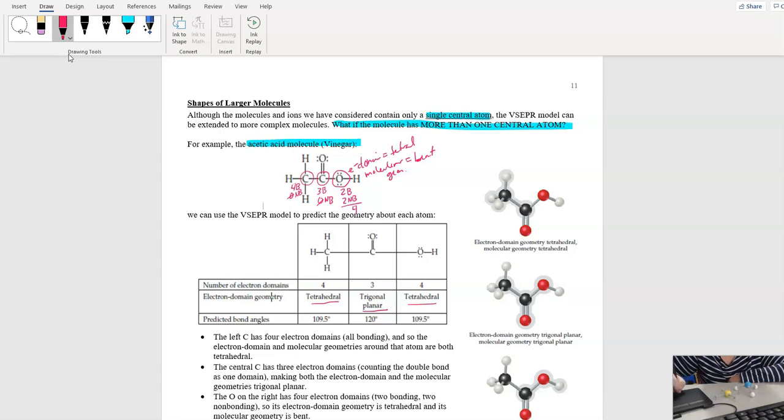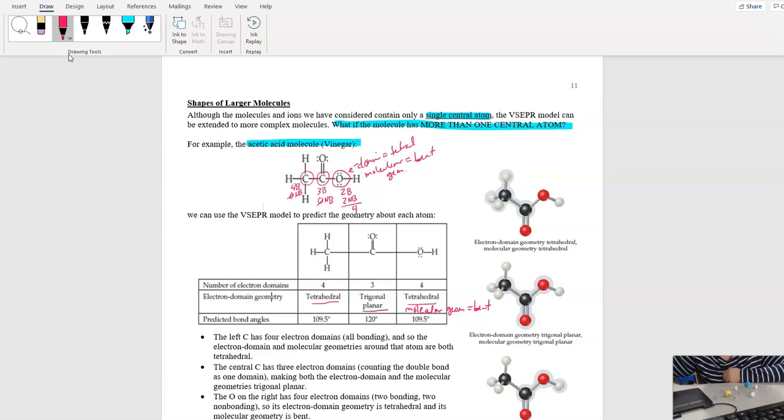Okay, so right here, I put the picture of this one in the book because I wanted you to see a molecule in your notes of when you actually have more than one central atom. Okay, so right here, tetrahedral, trigonal planar, and tetrahedral, but remember, molecular geometry name is called bent.